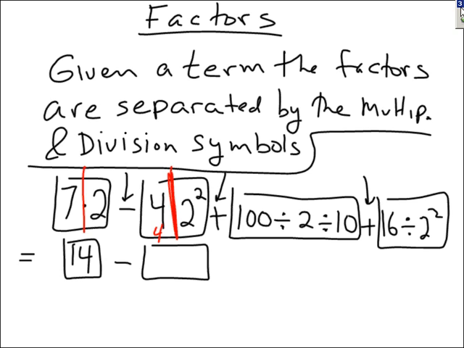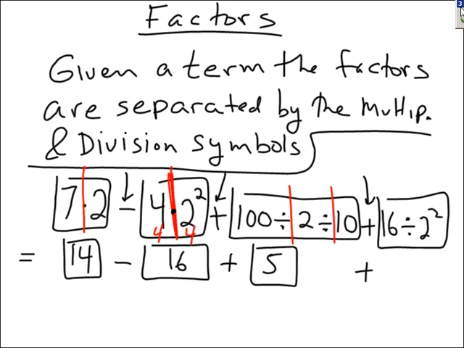Well, 4 is 4. Before you multiply, you have to know what you're multiplying. 4 is 4. And coincidentally, 2 squared is also 4. So you have 4 times 4, which is 16. Plus, it's 100 divided by 2 divided by 10. Well, 100 divided by 2 is 50. 50 divided by 10, 5. So that term is 5.